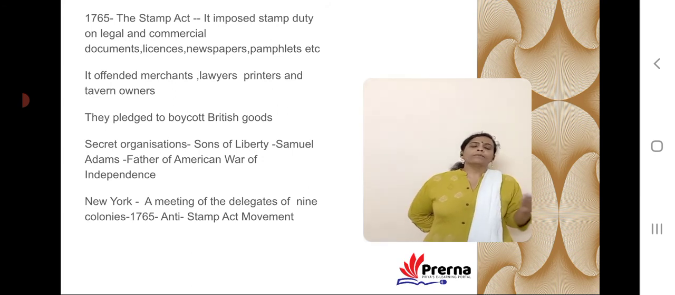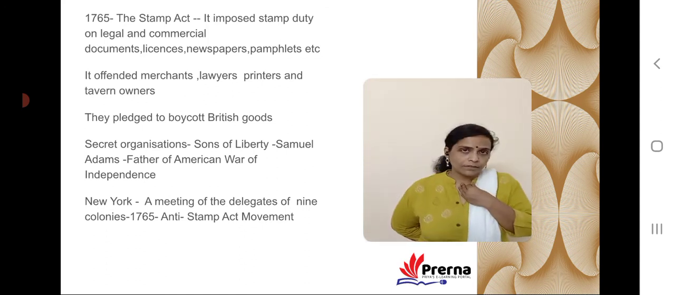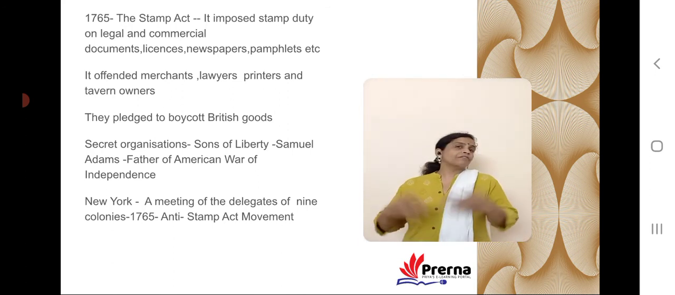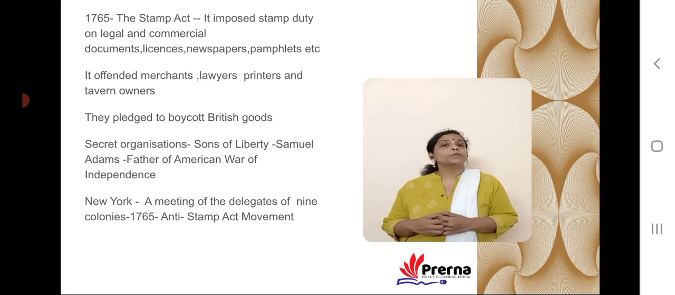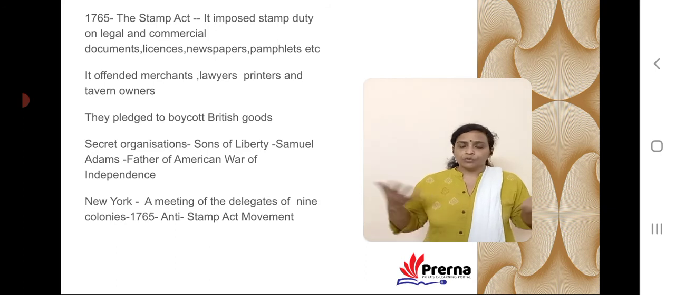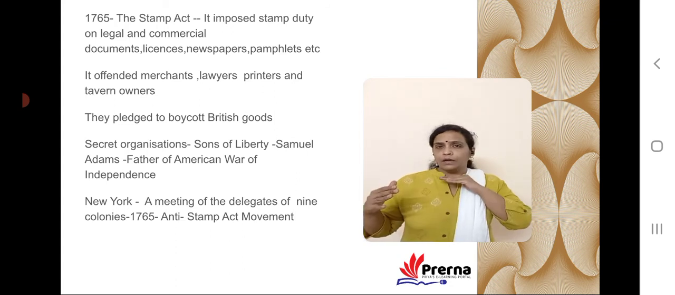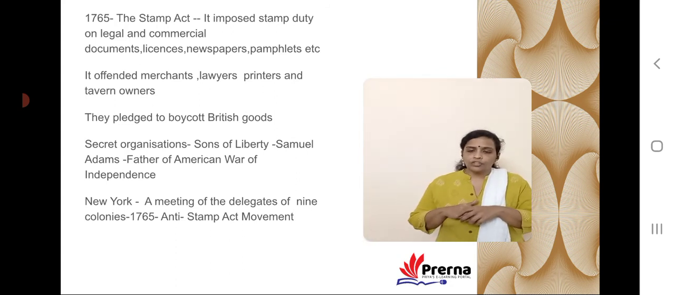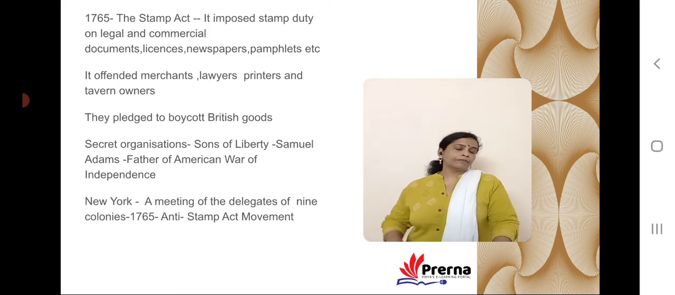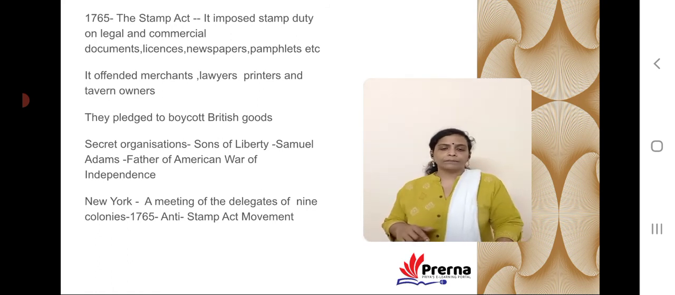They decided to boycott because they found how this was very exploitative, derogatory, arbitrary, etc. Now it was at this time, after the launching of the Stamp Act, that a lot of secret organizations were founded against the British government, and one which was led by Samuel Adams, known as the father of American War of Independence, was the Sons of Liberty. It was a secret organization because they couldn't of course function openly because they would be punished, so they rather function underground. Now a meeting of the delegates of the 9 colonies was held in 1765, which began the Anti-Stamp Act Movement.